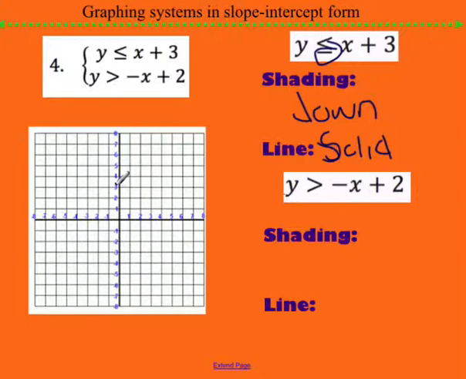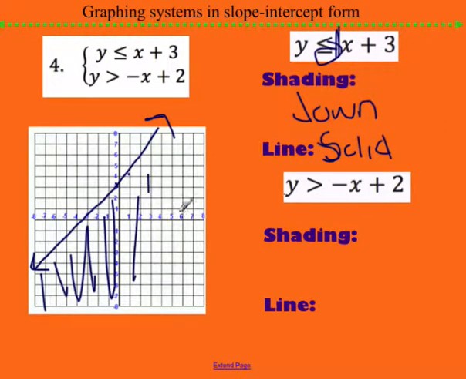So to start off with, we're crossing the y-axis at 3, and then we're going up 1 over 1. Remember, this is the same as having a 1 out front. Up 1 over 1. And then we're going to graph a solid line going through there. Then we're going to pick a spot on the line and we're going to go down. Okay, so that's our first line. Let's take a look at our second line.